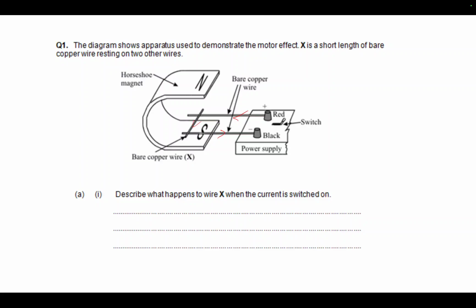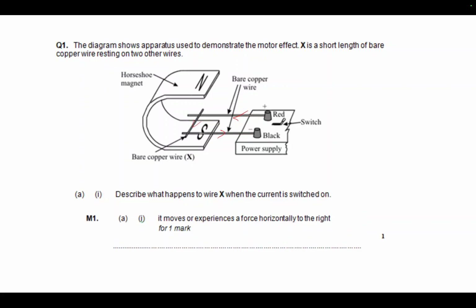So for the wire which we're interested in, the bare copper wire, you need to use Fleming's left-hand rule, north to south. So you need to point your first finger down, and the current is going down or towards you, and your thumb should be pointing to the right. So what will happen is the bare copper wire will experience the motor effect, and it will deflect to the right-hand side.